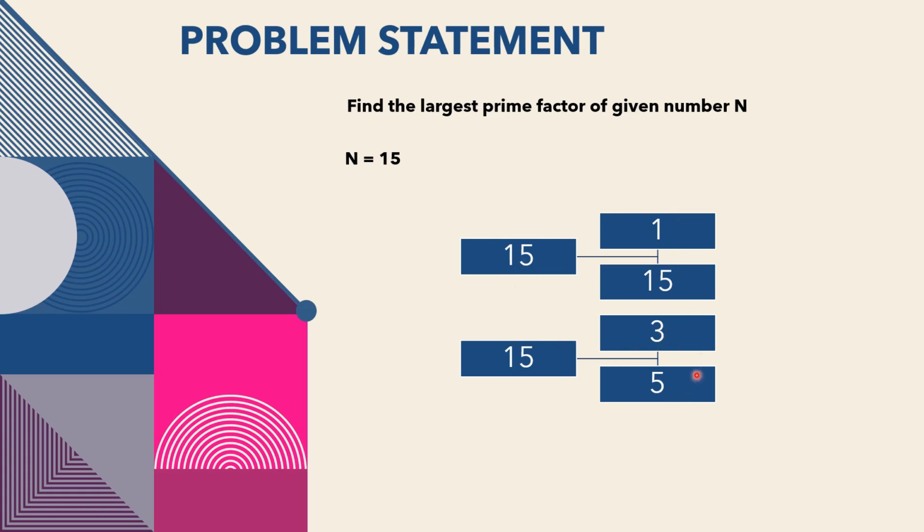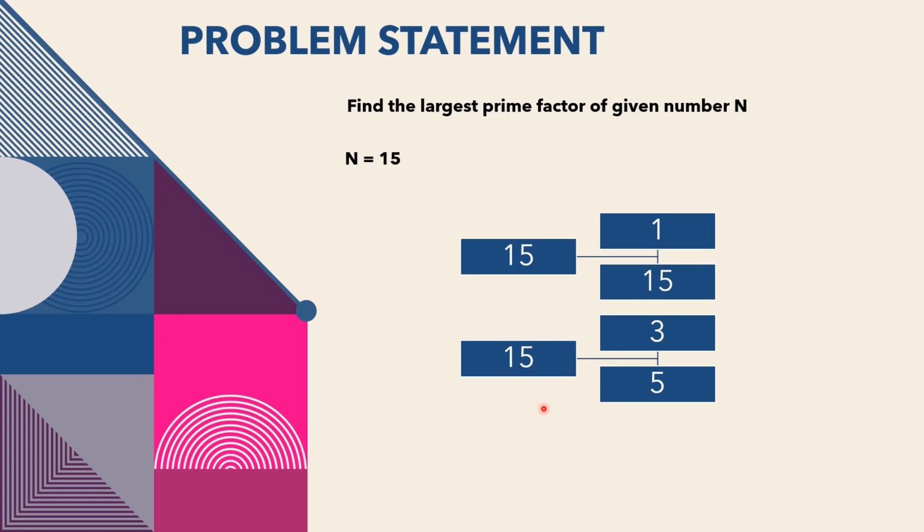So if you want to find out the largest prime factor, again we need to find the factors of these factors. So 3 doesn't have any factors apart from 1 and 3. 1 into 3 is 3, so it cannot be split further. So 3 is a prime number, and 5 is a prime number too. Among these two, 5 is the largest prime factor of 15. That's why 5 is the answer for this.